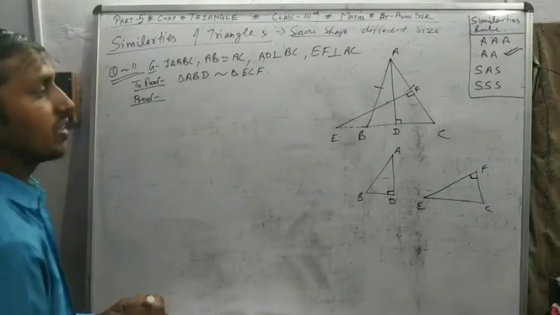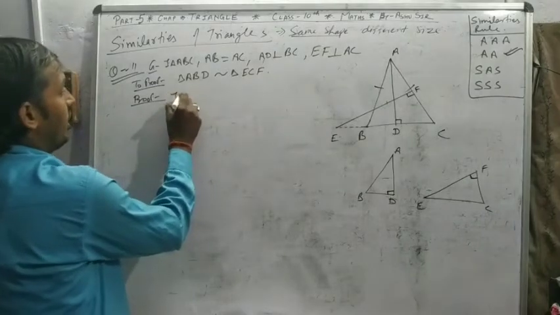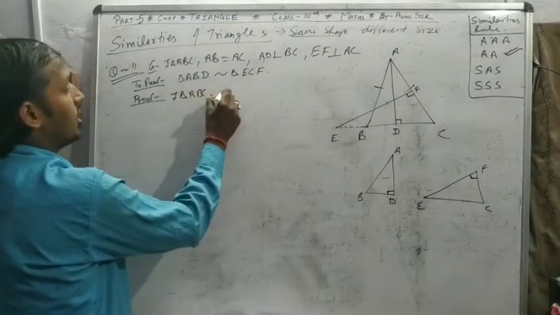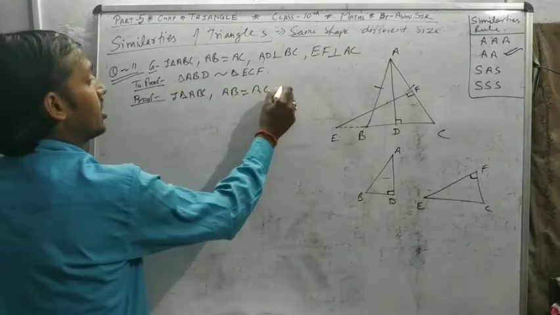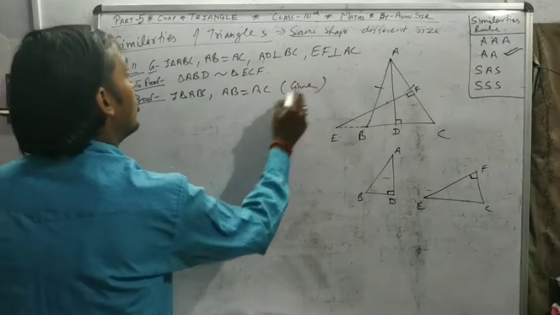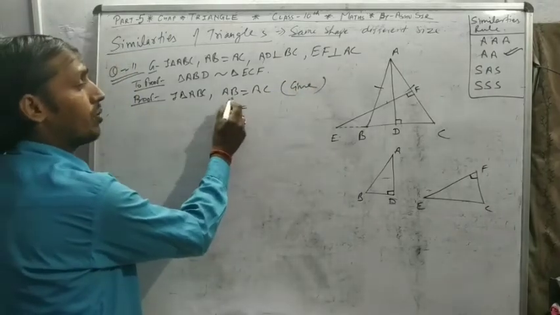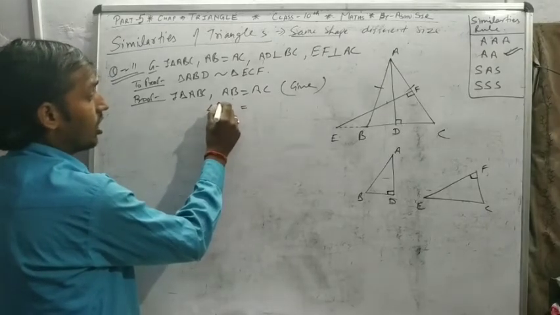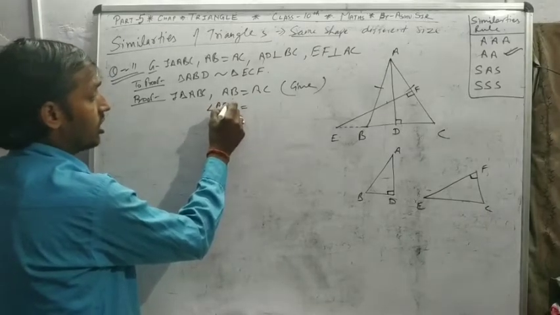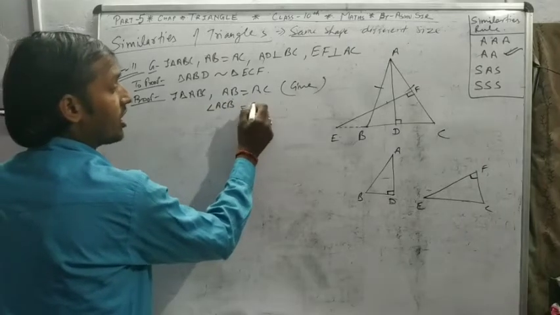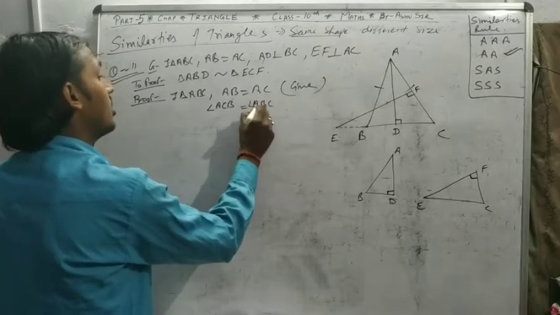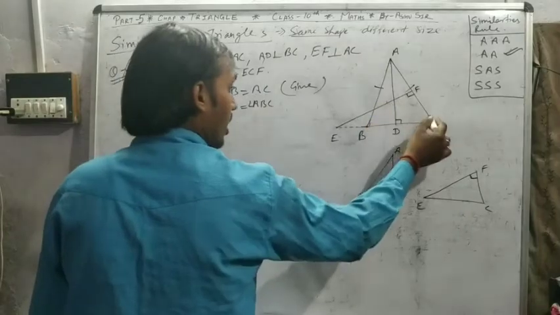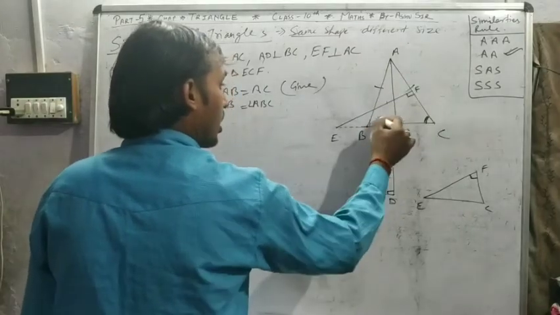So what's the given? In triangle ABC, AB equal to AC, that is given. So the angle opposite to AB, that is angle ACB, and the angle opposite to AC, that is angle ABC, means this opposite angle and this opposite angle.